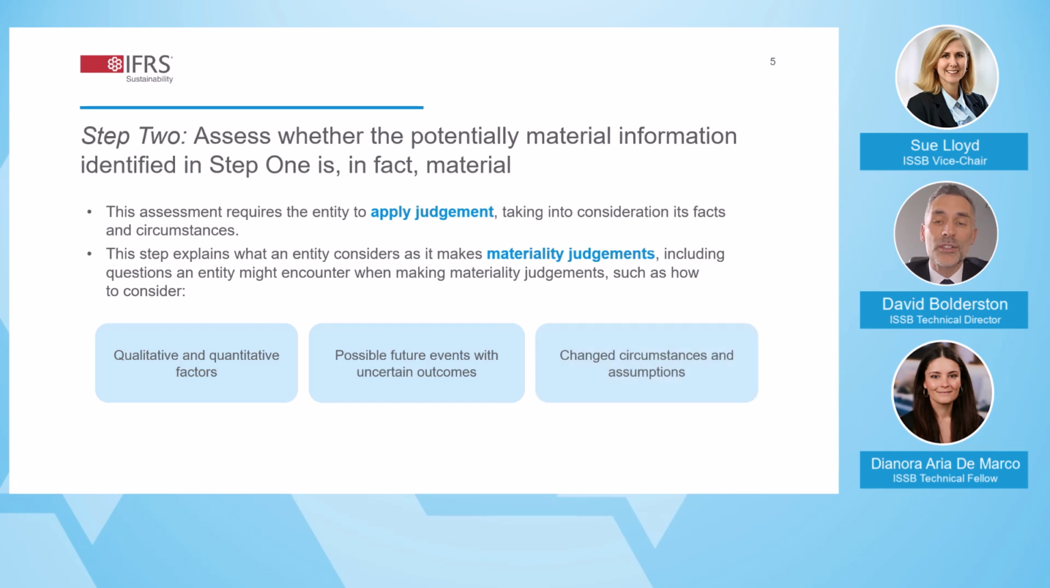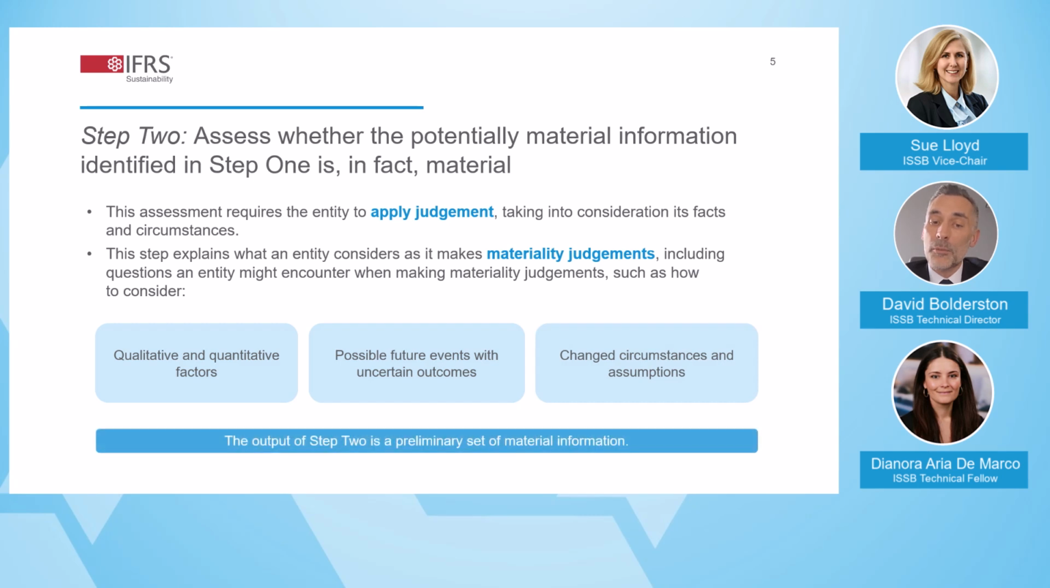Lastly, entities are required to consider whether there are changes in circumstances and assumptions at each reporting date. For example, the entity's circumstances might change because it has expanded its operations into new jurisdictions, and therefore its materiality judgments will take into account its operations in those new jurisdictions. The output of step 2 is a preliminary set of material information, and Dianora will take us through the next steps related to this preliminary set of material information.